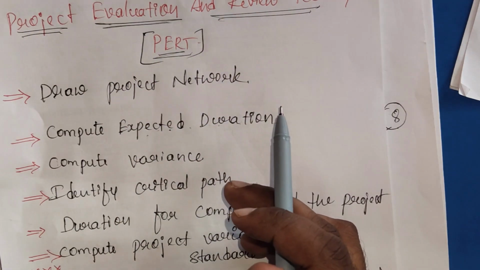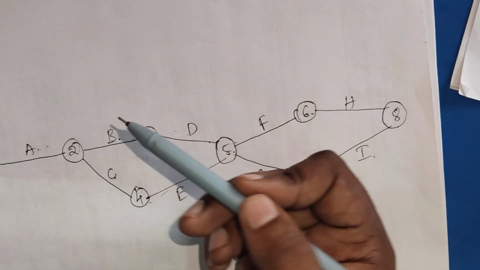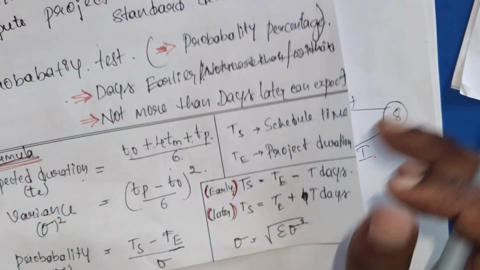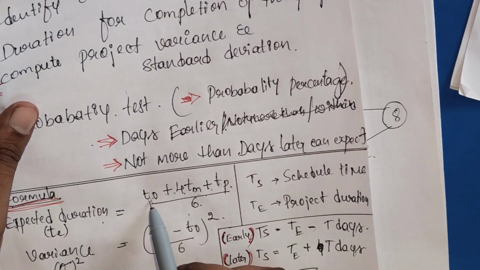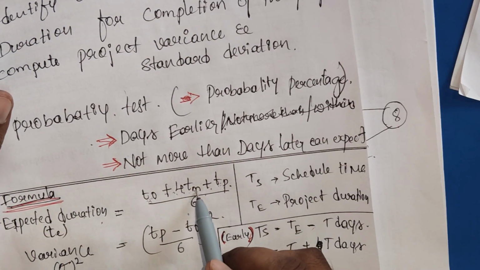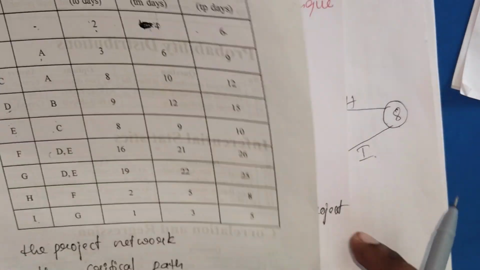So that expected duration we are going to put here, exactly what we did in the previous problem. What's the actual formula for calculating this expected duration? That is time optimistic plus 4 times time most likely plus time pessimistic, divided by 6.